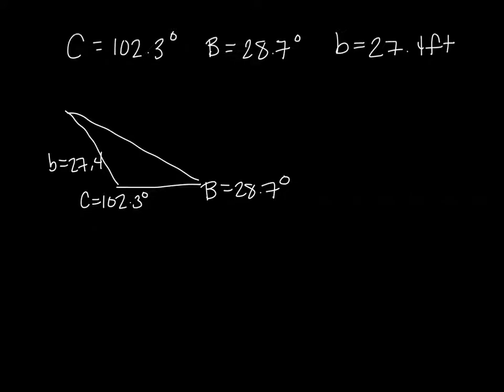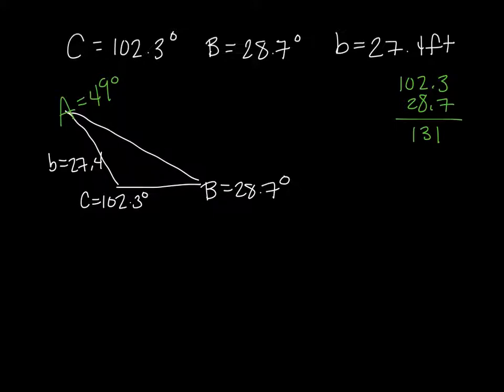For example, we need to find angle A. Well, that's going to be pretty easy because I already know two of my angles. Remember, all the angles add up to 180. So I take 102.3 and I add 28.7. I can probably do this in my head, but I want to make sure I don't make a mistake. When I add those together, I get 131. And now I need to take 180 minus 131, and I find that my angle over here is 49 degrees.